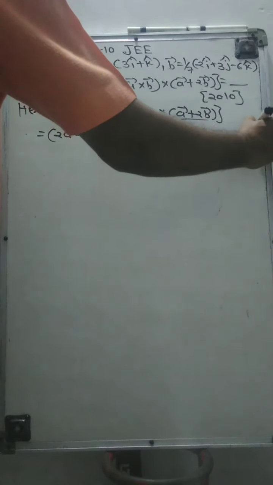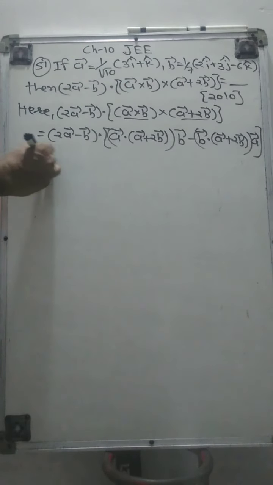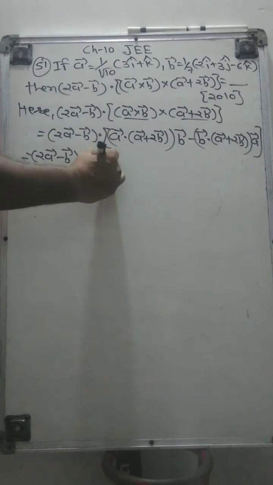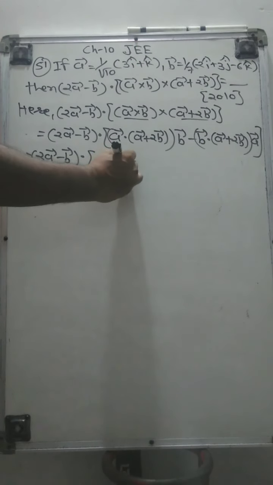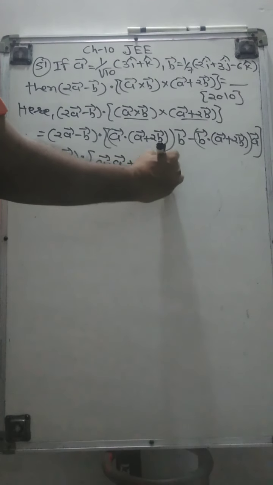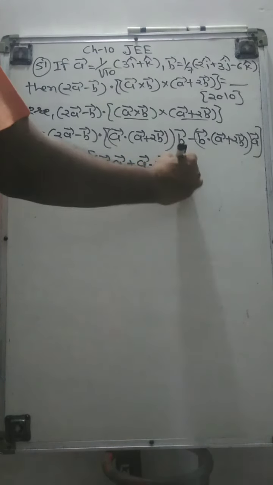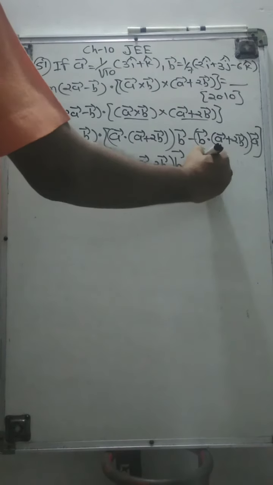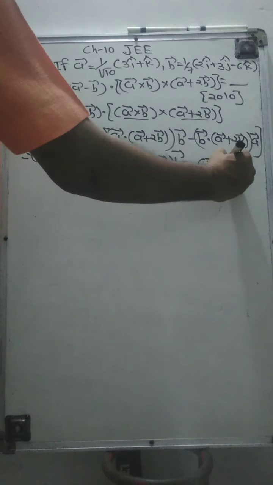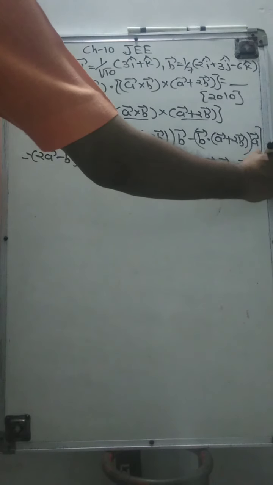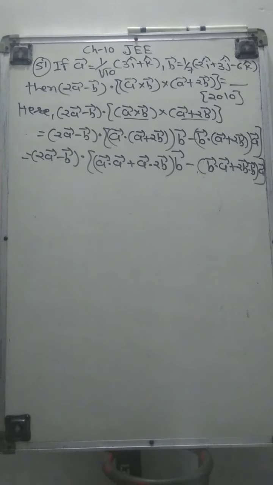into a bar, right? So now (2a bar minus b bar) dot, here we take a bar dot a bar plus a bar dot 2b bar into b bar minus, here we have b bar dot a bar plus 2 b bar dot b bar into a bar, right? Now we just simplify it.